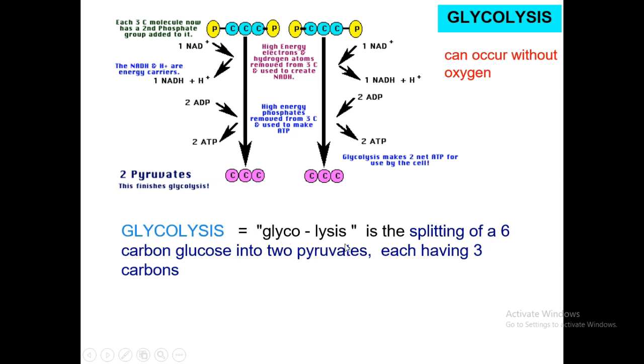So, glycolysis literally means splitting of a 6 carbon glucose into 2 pyruvates, each having 3 carbons. So, gitunga ra gyud nimo ang isa ka glucose molecule. So, that's why it's called glycolysis. Glyco means sugar, lysis meaning breakdown. So, i-breakdown nimo ang glucose.